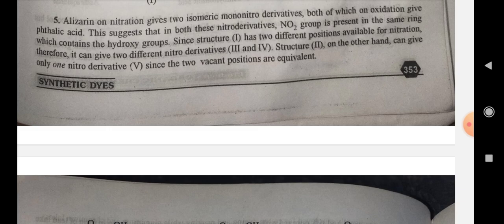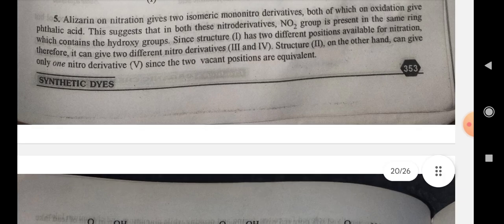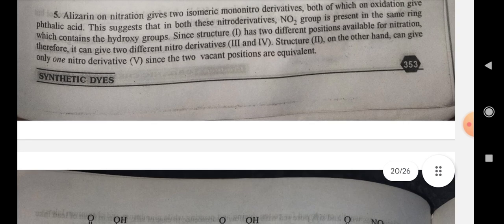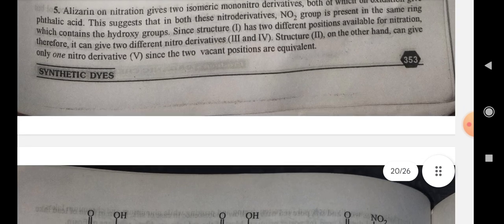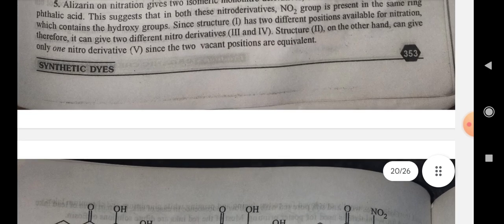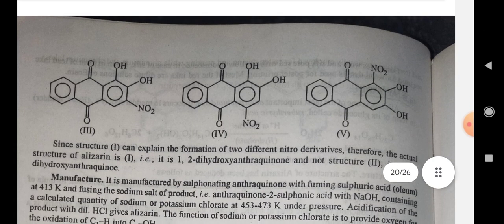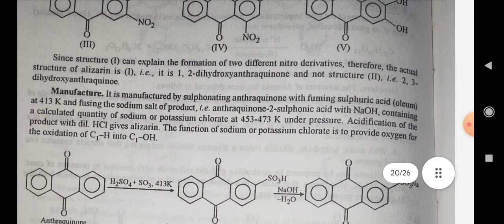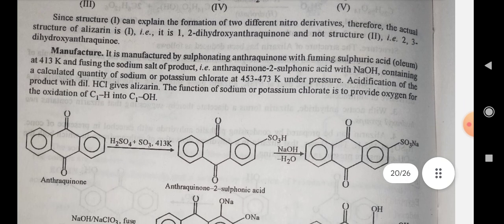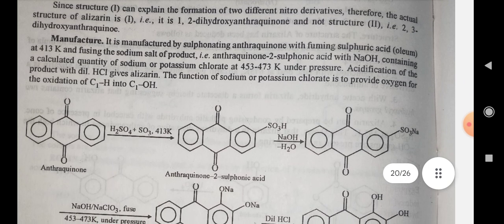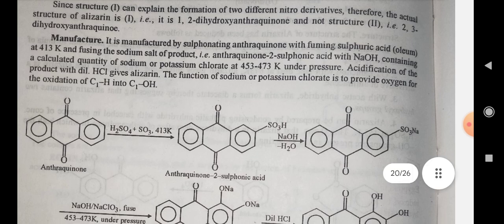Since structure 1 has two different positions available for nitration, it can give two different nitro derivatives. Structure 2, on the other hand, can give only one nitro derivative since the two vacant positions are equivalent. Since structure 1 can explain the formation of two different nitro derivatives, the actual structure of alizarin is 1,2-dihydroxyanthraquinone, and not structure 2, that is the 2,3-dihydroxyanthraquinone.